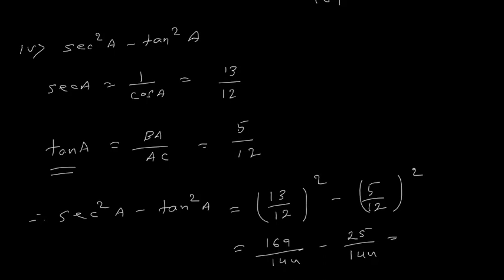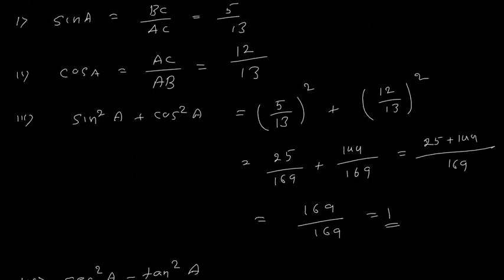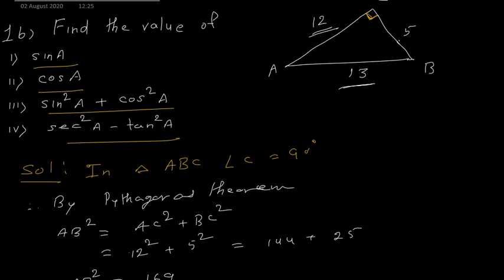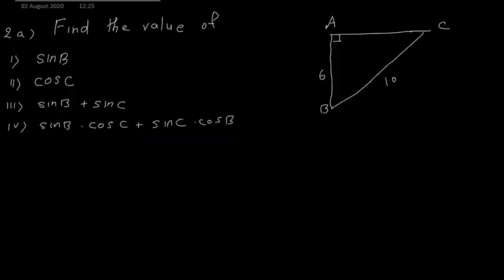This becomes 169 minus 25 whole divided by 144. 169 minus 25 is 144, so this is 144 upon 144, which is 1. So the value of sec square A minus tan square A is 1. So we have found all the values: sin A, cos A, sin square A plus cos square A, and sec square A minus tan square A. Now let us move to the second question.